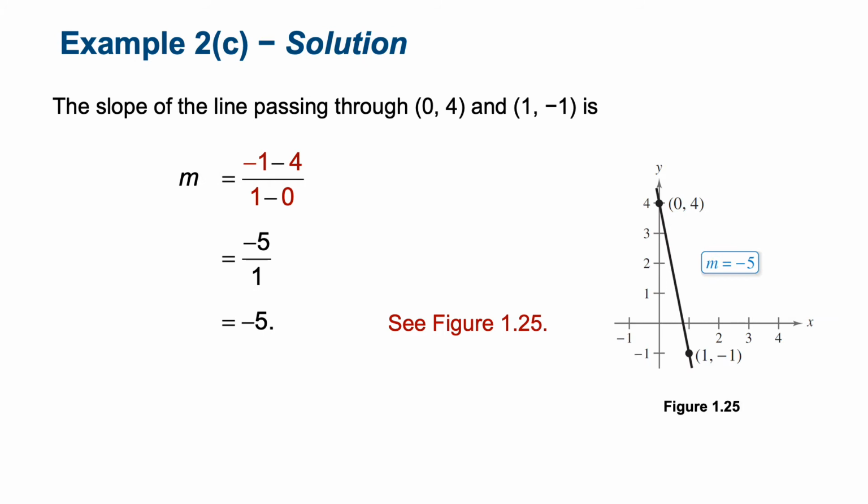Okay, so finally, if we want to find the slope of the line passing through, oh no, almost finally, we need one more after this. 0, 4, and 1, negative 1: change of y over change of x. Negative 1 minus 4 over 1 minus 0 is just negative 5. So it goes down 5 and over 1.